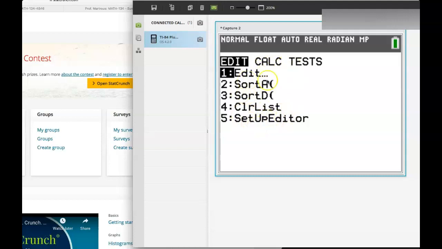You're going to see this page. After that, just make sure that you have this part here. So you should have edit, and the first one is edit, enter.